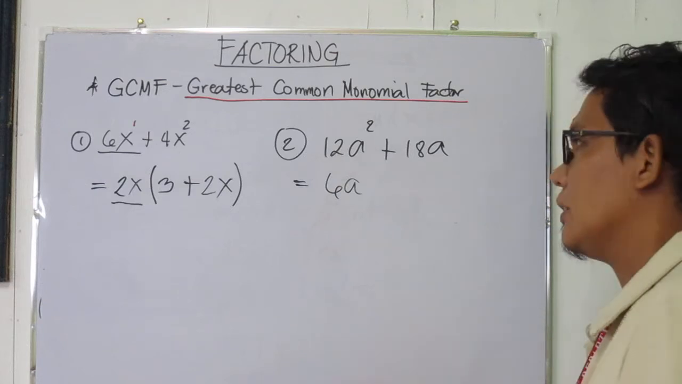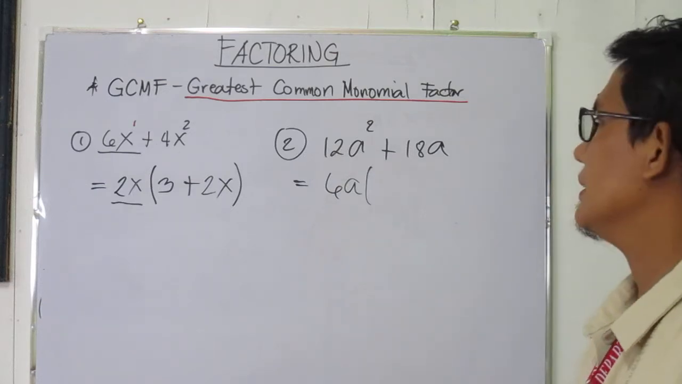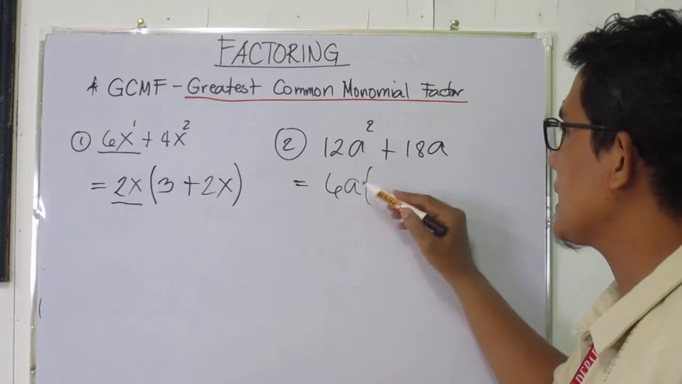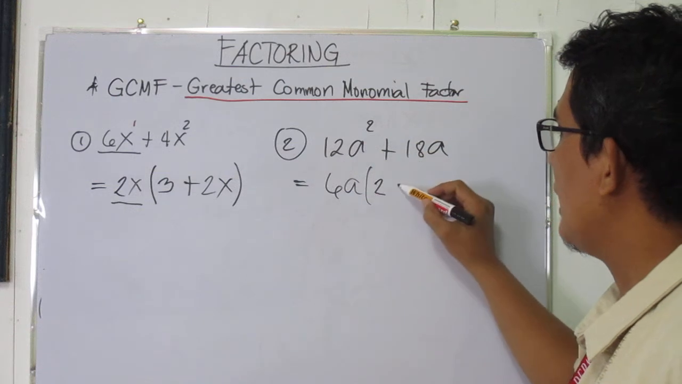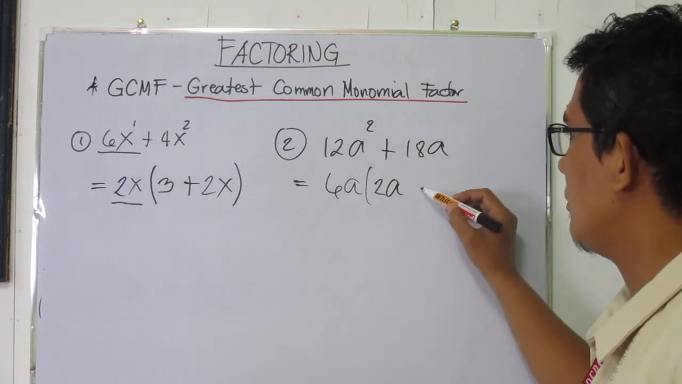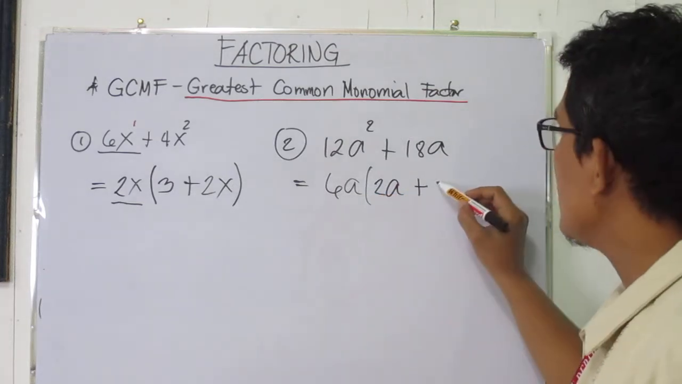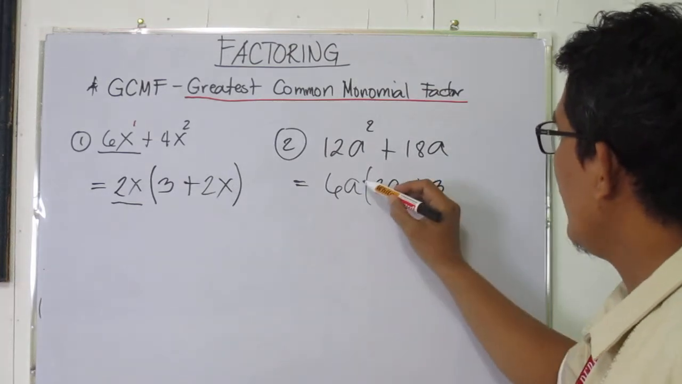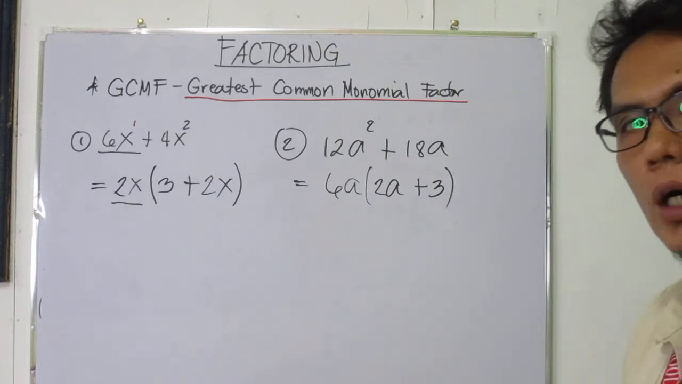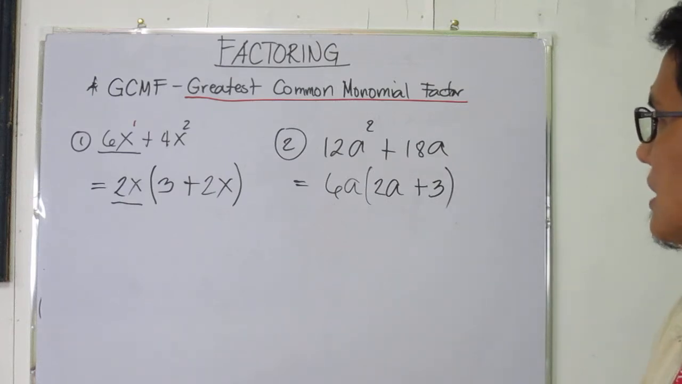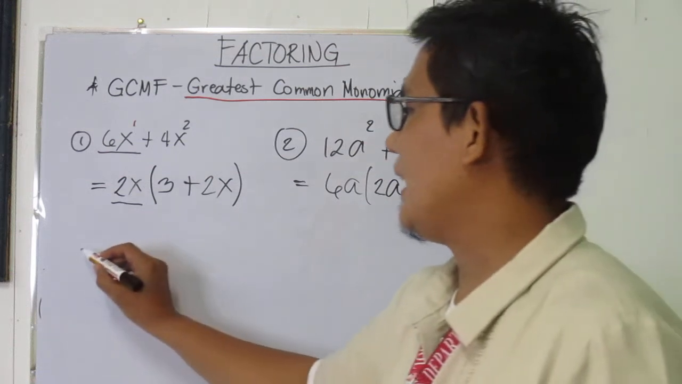After we have factored out our greatest common factor, we're going to divide 12 by 6. The answer is 2. Just subtract the exponents. So we have 2 minus 1. The answer is a, having an exponent of 1. Copy. 18 divided by 6, the answer is 3. And a over a will be cancelled. So there is 2a plus 3 for our factor using greatest common factor. Okay? Number 3.